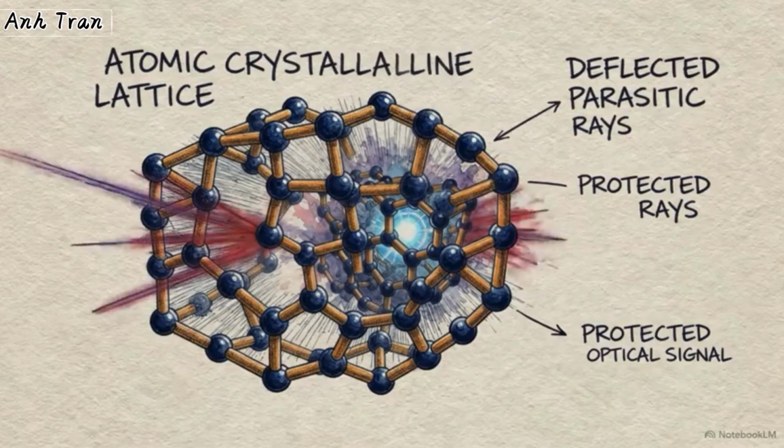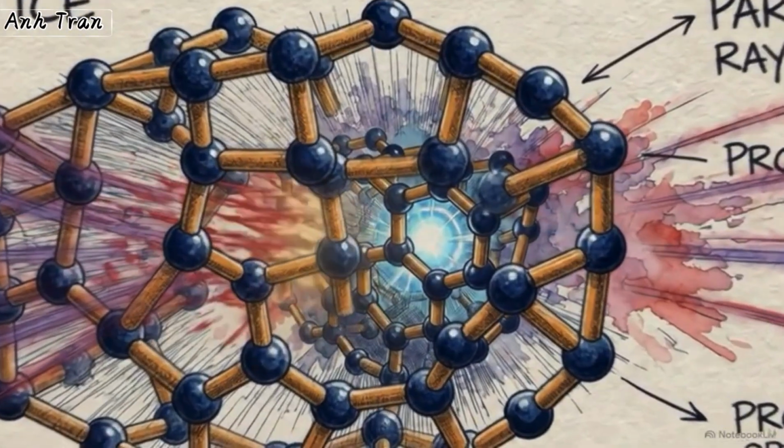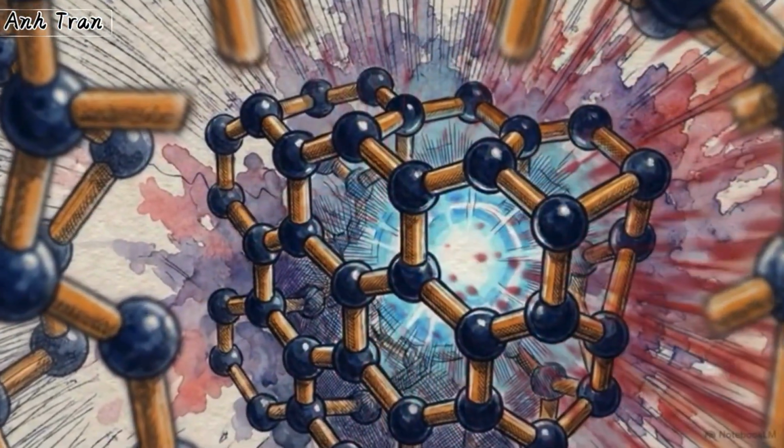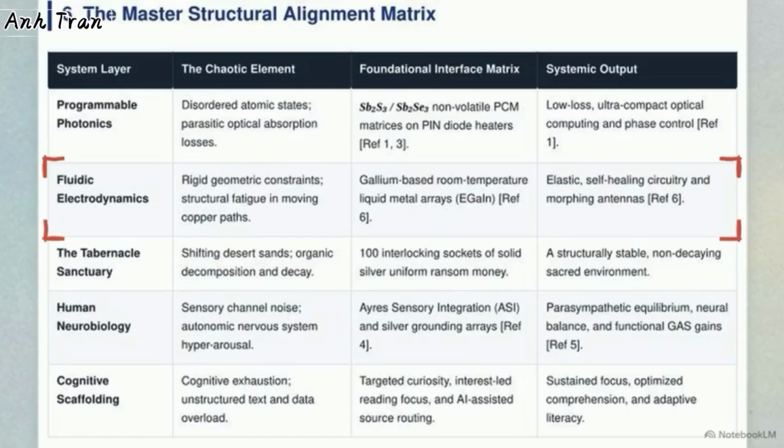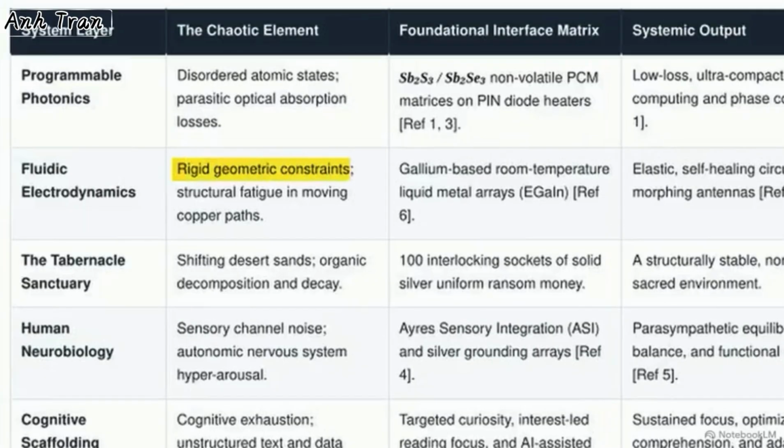At the atomic level, the molecular structure of these chalcogenide lattices forms a physical barrier, protecting the optical signal from parasitic loss. The second row of the matrix scales the framework up to physical solid-state architecture. Here, the chaotic element is rigid geometric constraints. Moving copper paths suffer structural fatigue and eventual failure when subjected to physical stress.